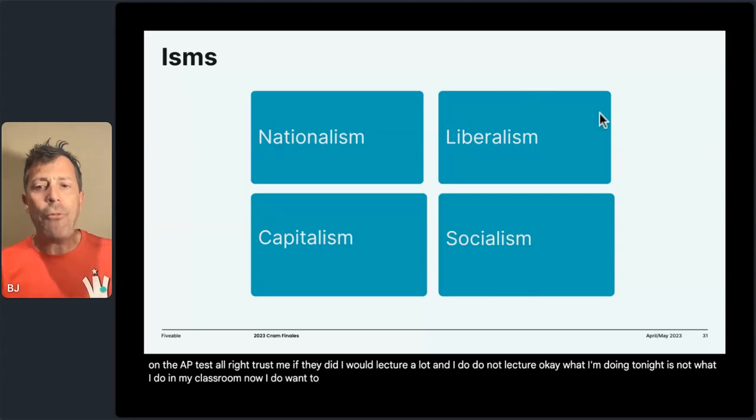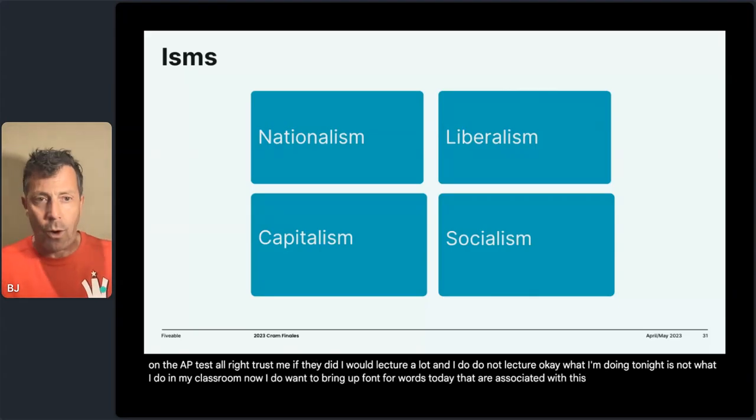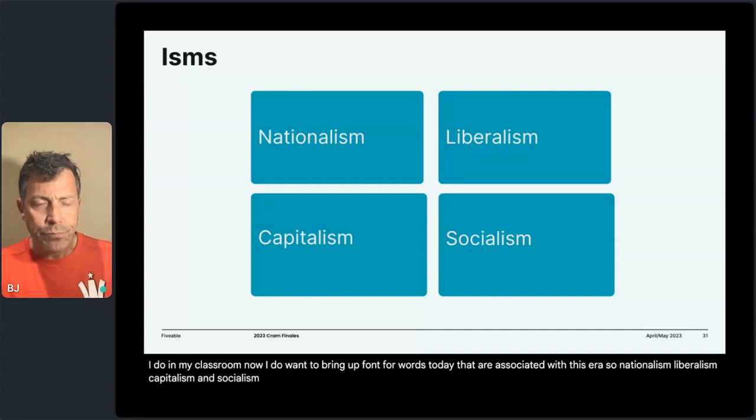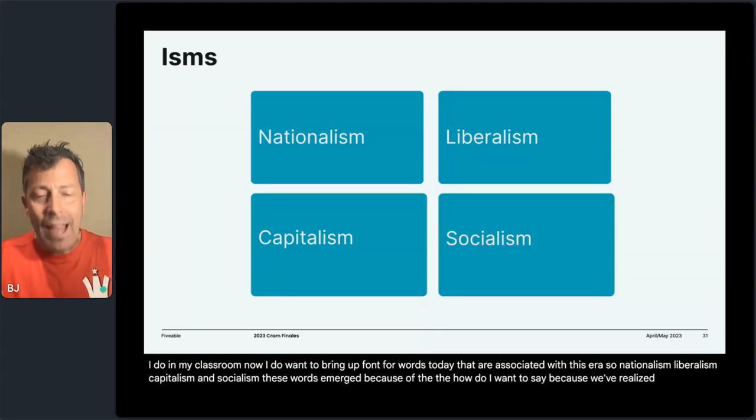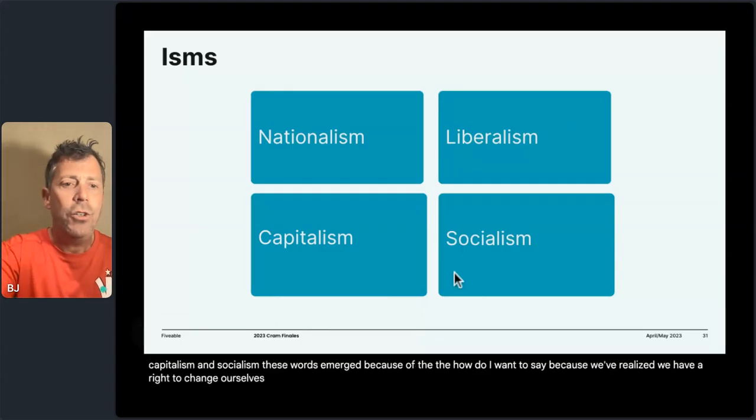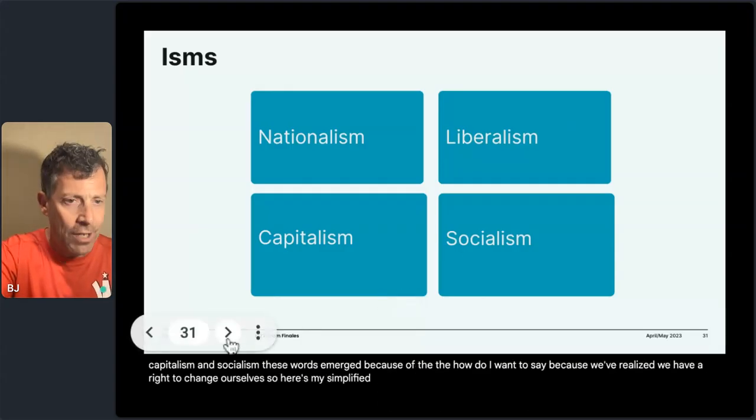Now, I do want to bring up four words today that are associated with this era. So, nationalism, liberalism, capitalism, and socialism. These words emerged because we've realized we have a right to change ourselves. So here's my simplified definitions.